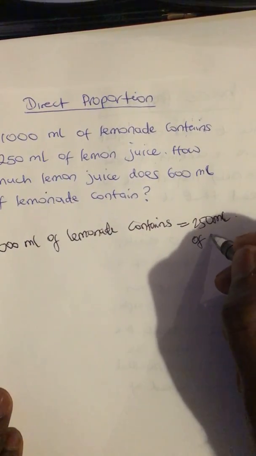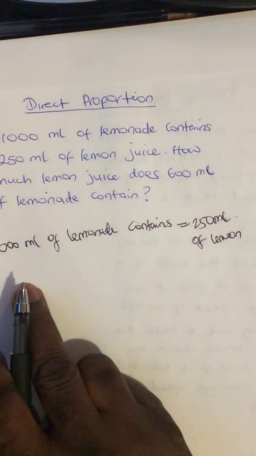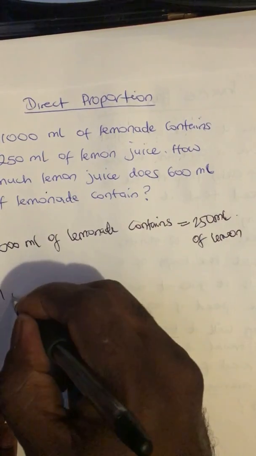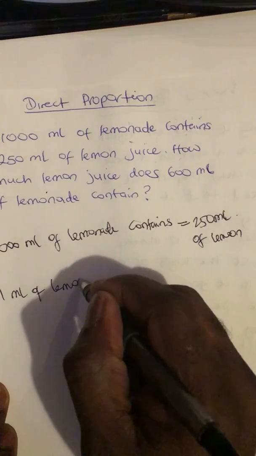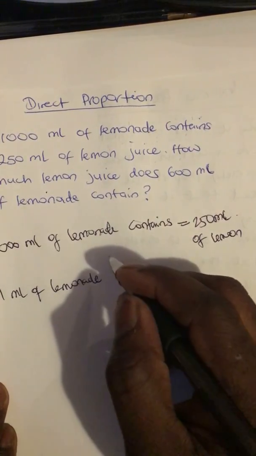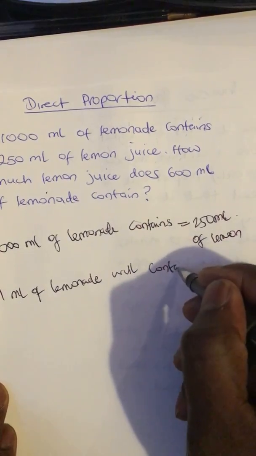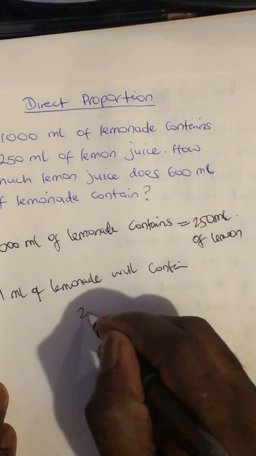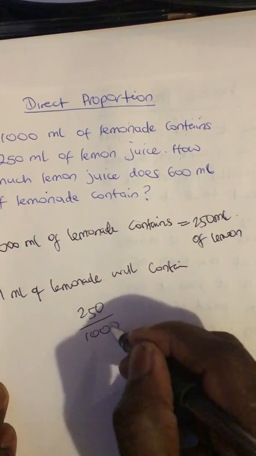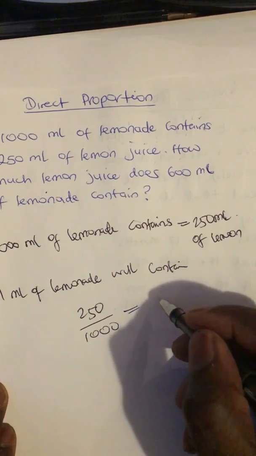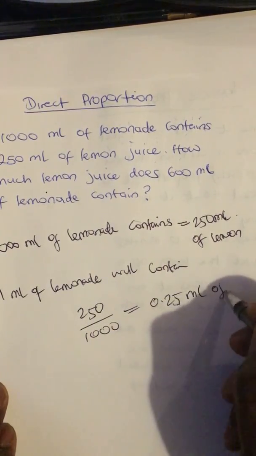of lemon juice. So we have here 1 ml of lemonade will contain, we simply divide the 250 by 1000 to give us 0.25 ml of lemon.